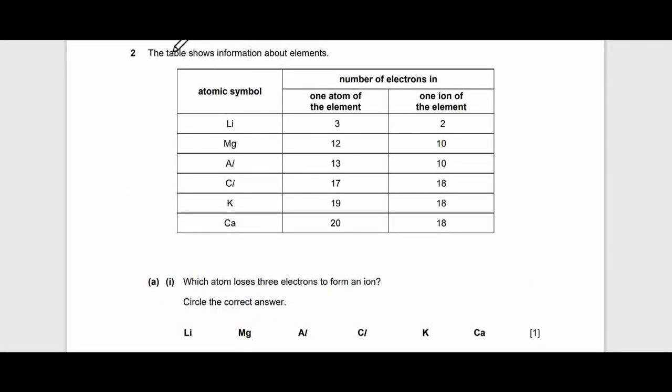This is question 2a. The table shows information about elements, atomic symbols, number of electrons in one atom of the element, and in one ion of the element. Question A, part 1. Which atom loses 3 electrons to form an ion? Circle the correct answer. Is it Li, Mg, Al, Cl, K, or Ca?